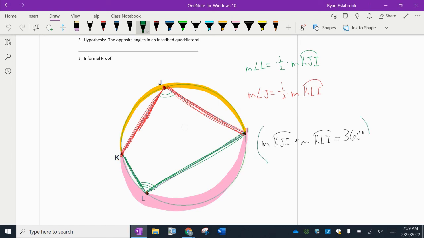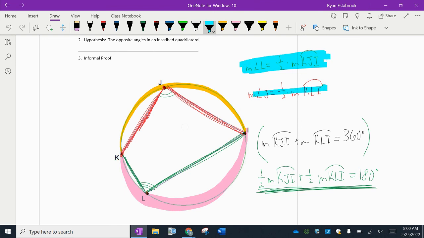What I'm going to do with this, though, is divide both sides by 2. And there's a good reason for this. I'm going to divide both sides by 2 or multiply all of these terms by 1/2, which would give us 1/2 the measurement of angle KJI plus 1/2 the measurement of angle KLI is equal to 180 degrees. In other words, half of the orange plus half of the pink is 180, right? It's not the entire circle, it's half the circle. Why is that a big deal?